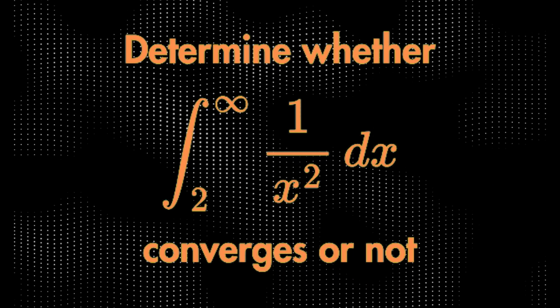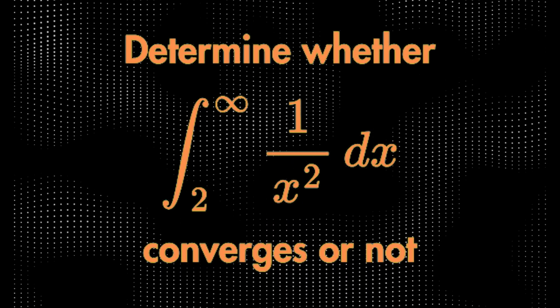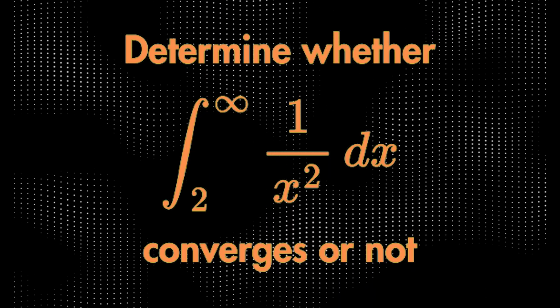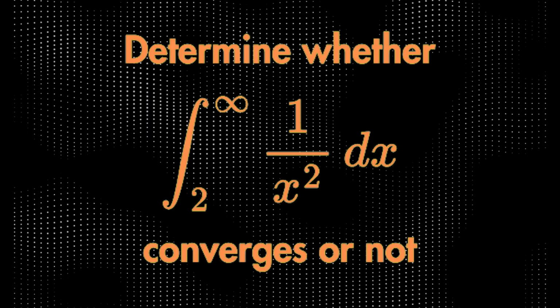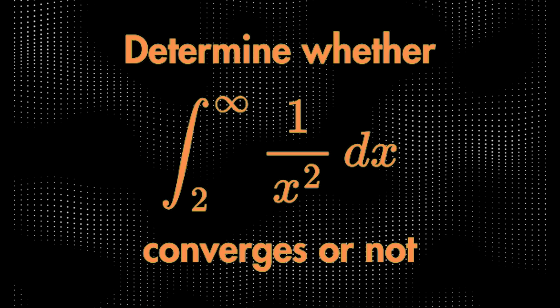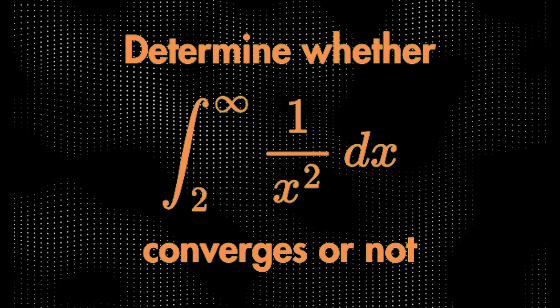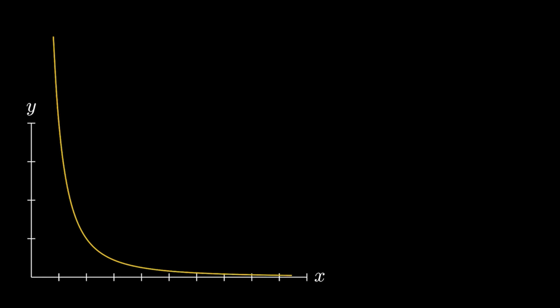Okay, so now to take an example of this, we're told to determine whether the integral from 2 to infinity of 1 over x squared converges or diverges. Okay, so let's start by drawing the graph of 1 over x squared, and this provides a bit of a hint if you look at the way the graph operates.